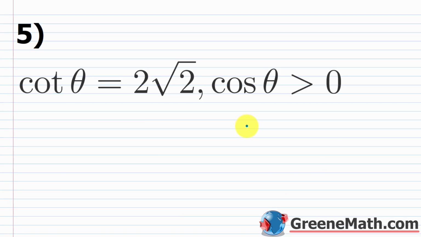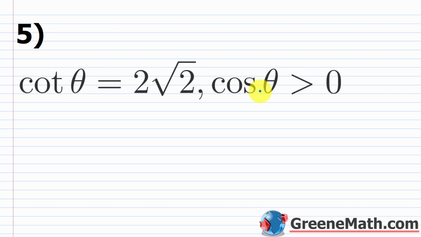All right, let's take a look at problem 5. So we have the cotangent of theta is equal to 2 times square root of 2, and the cosine of theta is greater than 0. So cotangent is going to be positive in quadrants 1 and 3, and then cosine is positive in quadrants 1 and 4.